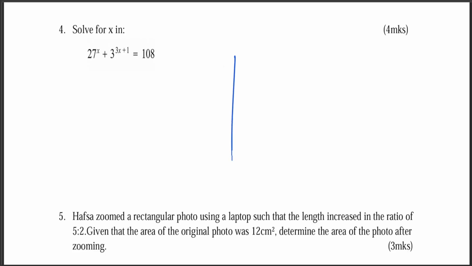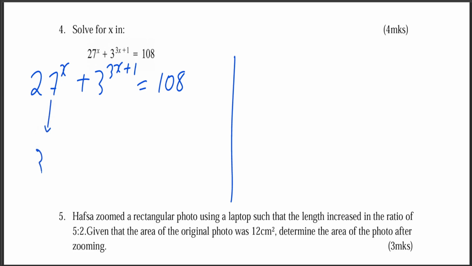We come to question 4: 27 to the power x plus 3 to the power 3x plus 1 is equal to 108. Solve for x in this equation. So 27 to the power x plus 3 to the power 3x plus 1, let's break it down early too, is equal to 108. 27 can be written as 3 to the power 3. So 3 times 3 times 3 is 27. But remember there is another power. 3 to the power 3x plus 1 you can break it like this. In case you haven't seen my topic on indices, go to my playlist, grade 10 marks.